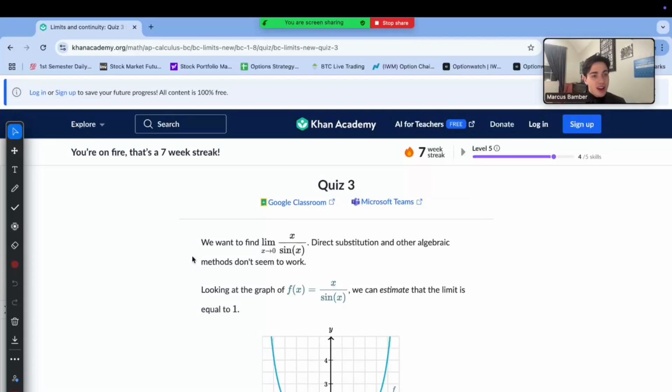Today we're going over our third quiz inside of Khan Academy with our limit and continuity unit. We're going to be solving a little bit more difficult limit expressions than last time. We might have to do some eliminating discontinuities in this process. Don't worry, I'll be walking us through all of these.